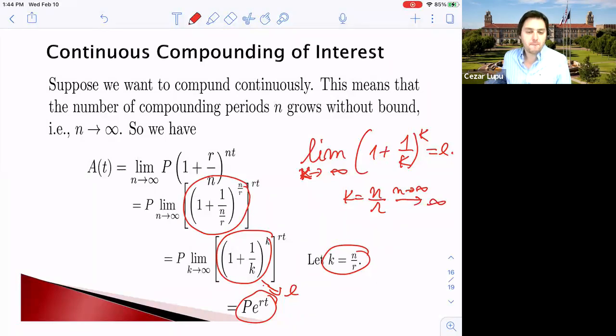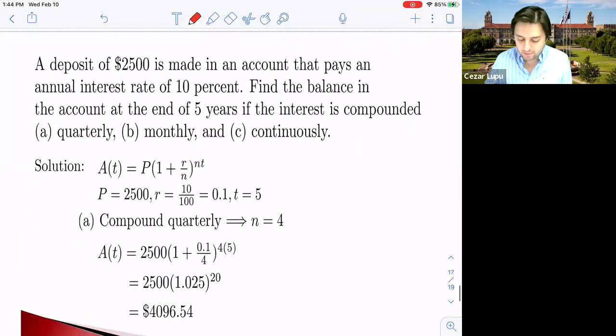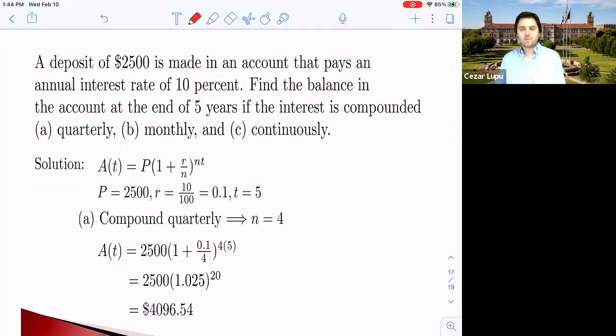So A of t will be p times e to the power rt. Okay? And let me give you an example. I'm gonna rush through things a bit. Look at this. A deposit of 2,500 bucks is made in an account that pays an annual interest rate of 10%. Find the balance in the account at the end of 5 years if the interest is computed quarterly, monthly, and continuously. And let's see the difference.